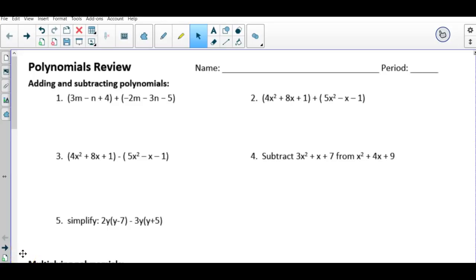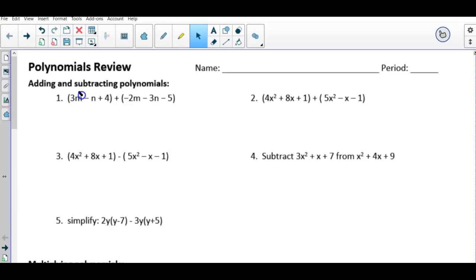Okay, Unit 7, Polynomials Review. Adding and subtracting polynomials. This is combining, distribution and combining like terms. So when it's addition, there is no distribution required. All you gotta do is combine like terms.